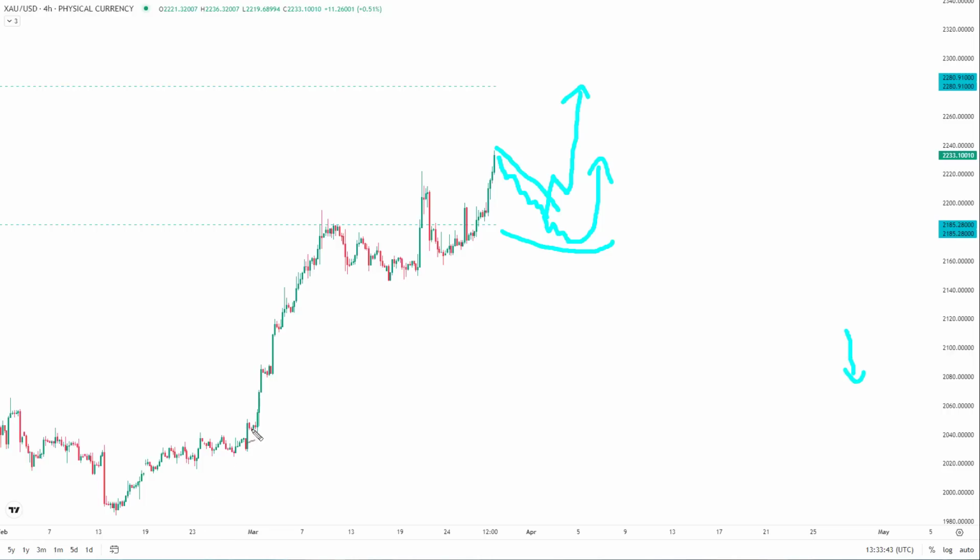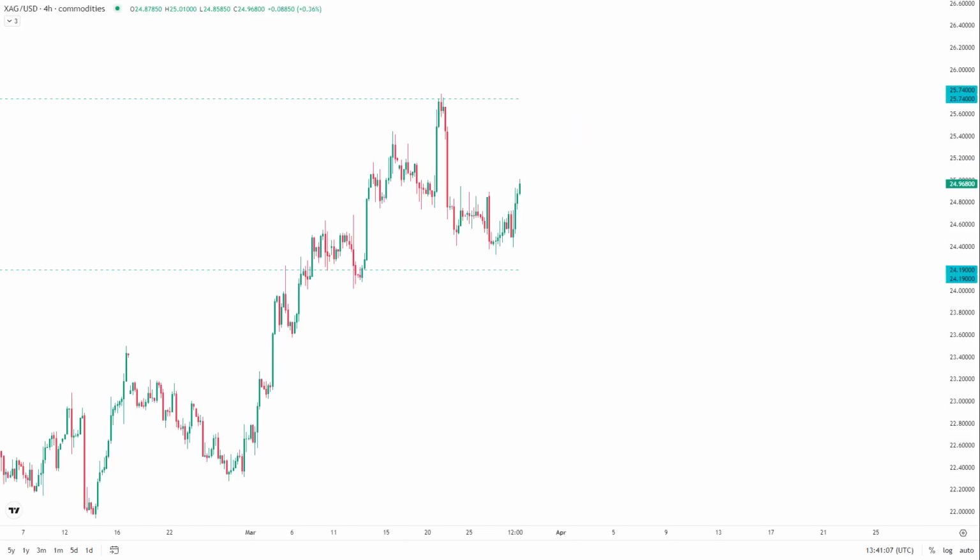When the dollar was negative, this really did help gold to the upside. Now the dollar is on the positive side of the performance metric. Don't be surprised to see upside in gold actually struggle a bit more than it has done previously with a weaker dollar. Wrapping up the video with silver.